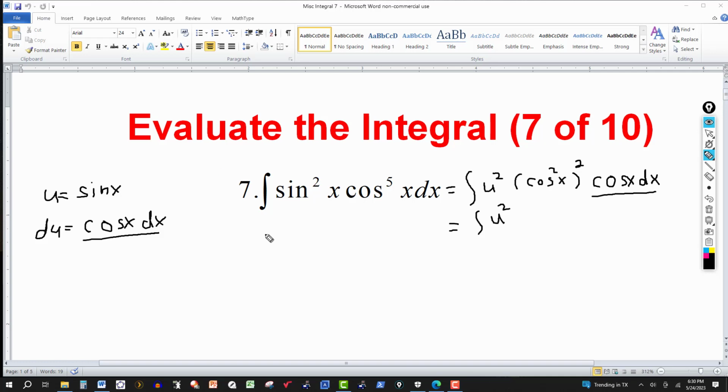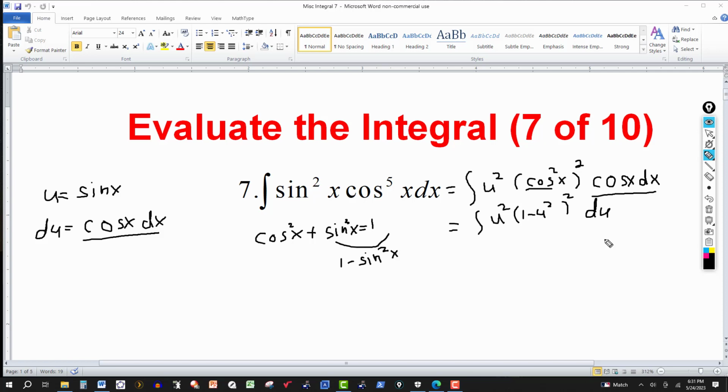And then remember that cosine squared of x plus sine squared of x is equal to 1. So this cosine squared right here, if I bring this over to this side, cosine squared will be 1 minus sine squared x. So right here, cosine squared x is 1 minus sine squared x. But remember, sine is u, so this can be replaced right here by 1 minus u squared. And then that's squared. And then we said cosine x dx can be replaced by du.